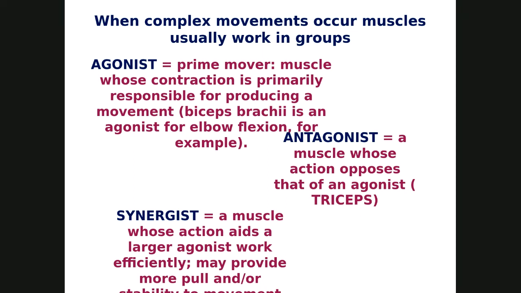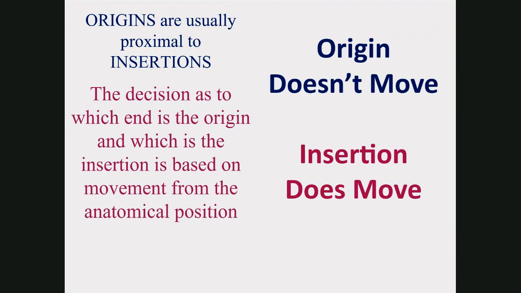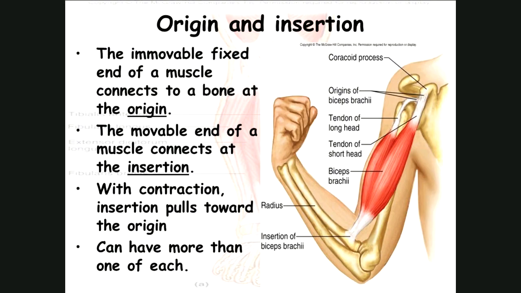So more complex movements that we have to understand are agonist, antagonist, and synergist. The agonist is considered the prime mover. So if we go back to the biceps brachii, the prime mover of elbow flexion would be the biceps brachii muscle.